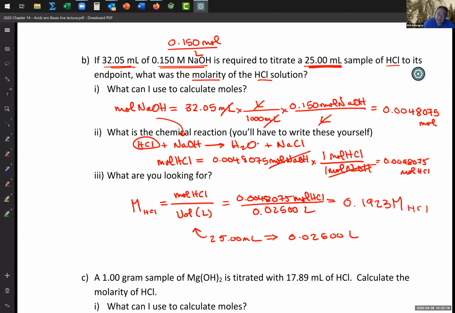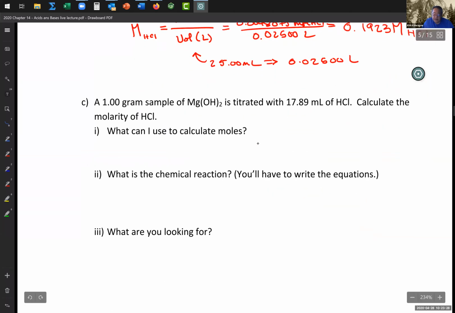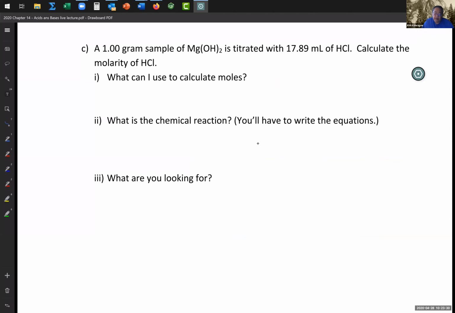So what I'll do is do the next problem, and then I'm going to skip to the very end and do a couple of calculations. So here's the next problem.